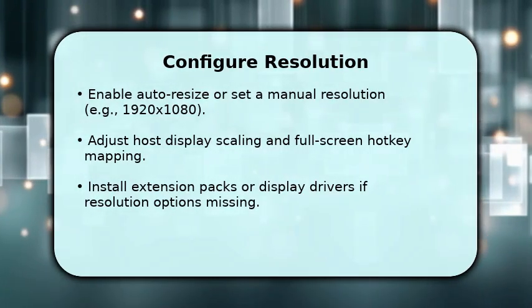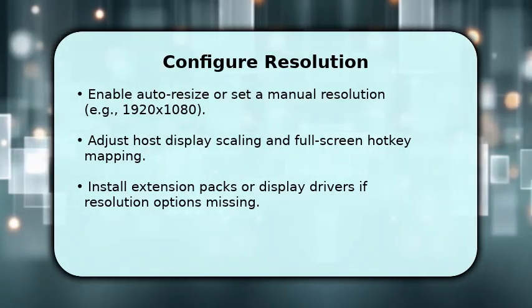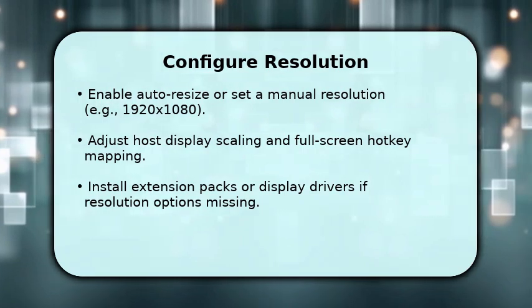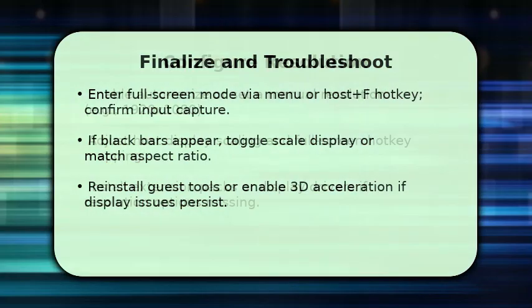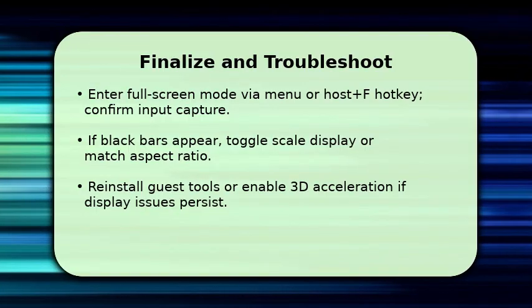If the option is grayed out, install the VM extension pack or update the guest display driver. Then restart the VM to see new resolution choices. To complete, switch to full screen using the VM toolbar or the host full screen shortcut, for example host +F. Ensure the VM captures keyboard and mouse input.